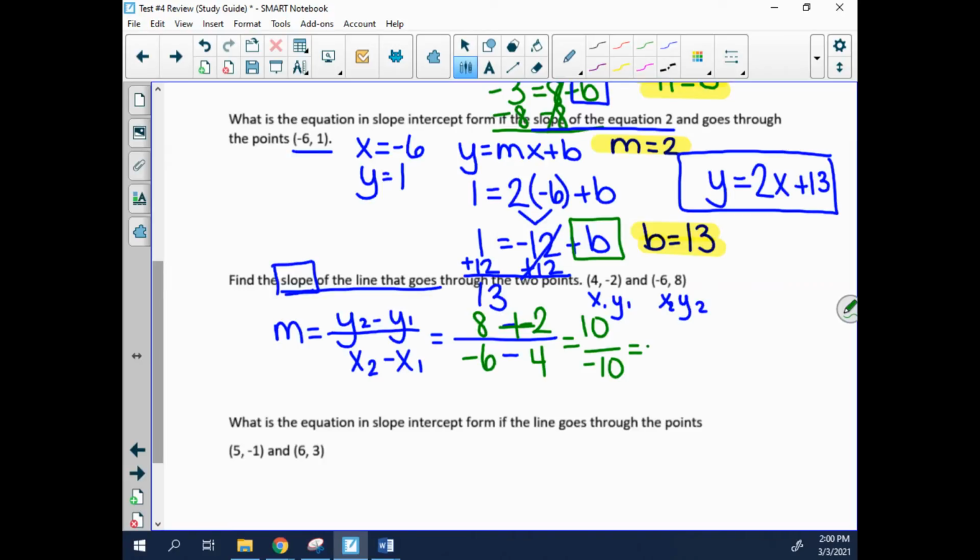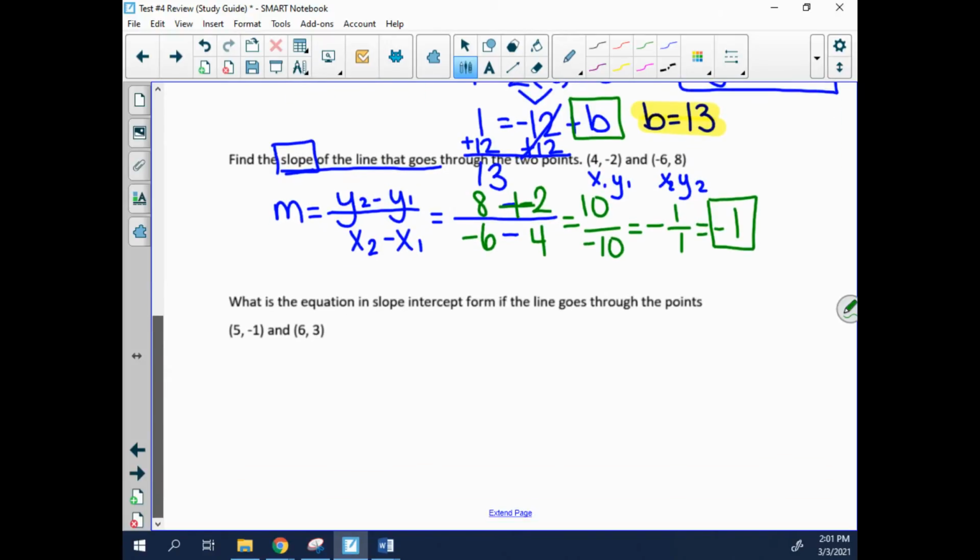Positive divided by a negative is a negative. 10 over 10 can simplify to 1 over 1, so our final answer is going to be negative 1. We're going to use that same idea for the next one, but we're going to take it a step further and find the equation. It says, what is the equation in slope-intercept form, y equals mx plus b, if the line goes through the points (5, negative 1) and (6, 3).